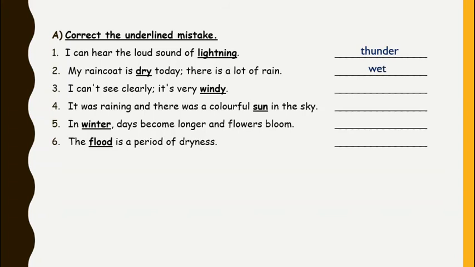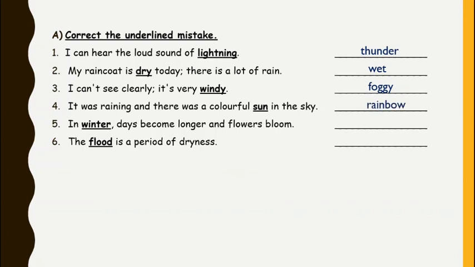Okay. Number 3. I can't see clearly. It's very windy. Can you remember I told you that there is a weather when you cannot see clearly? What is it called? When it's hazy and you cannot see? Foggy. Yes. Excellent. Number 4. It was raining and there was a colorful sun in the sky. Can you see the colorful sun? Of course not. You can see what? The rainbow. Excellent. The rainbow has colors in it.